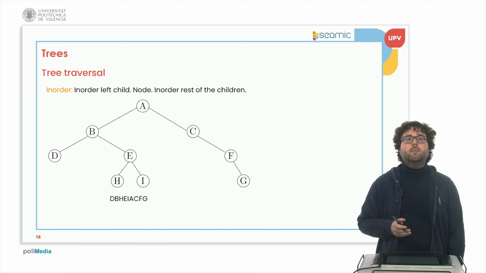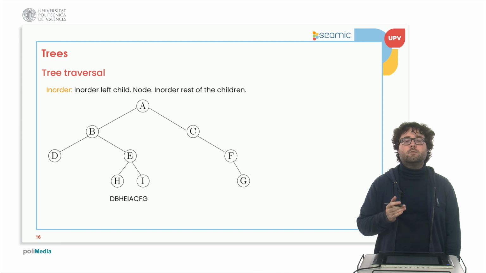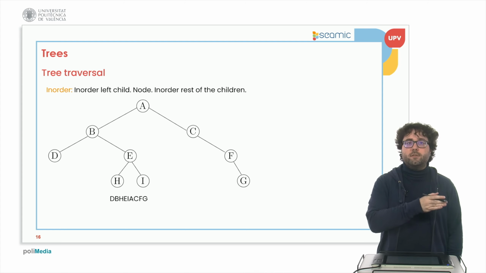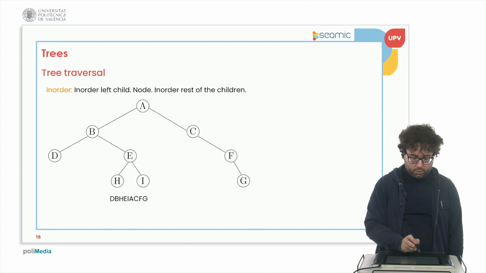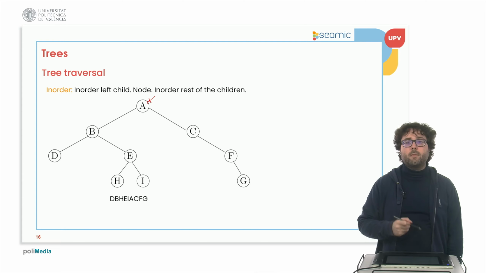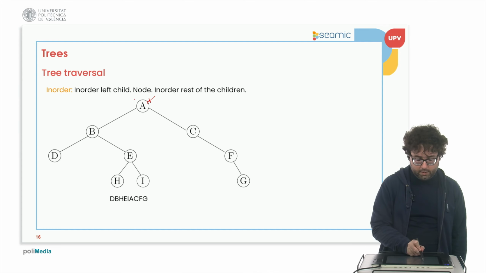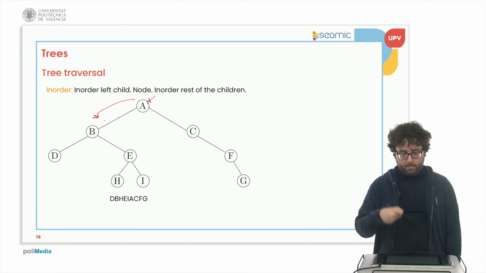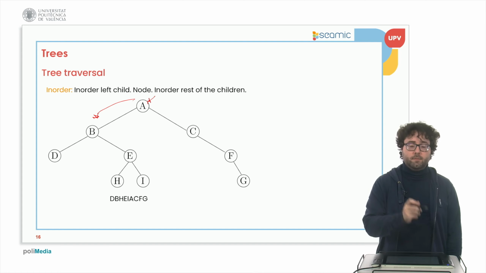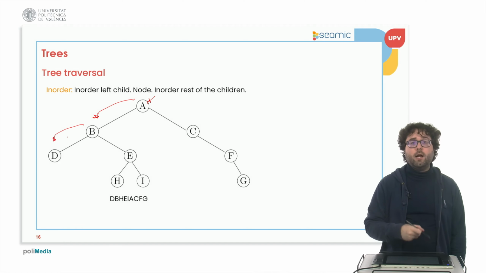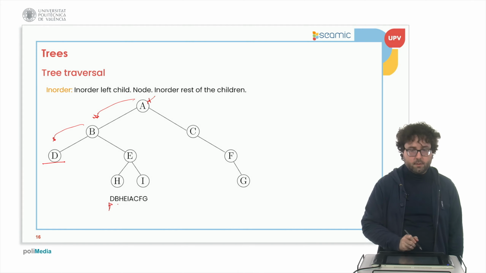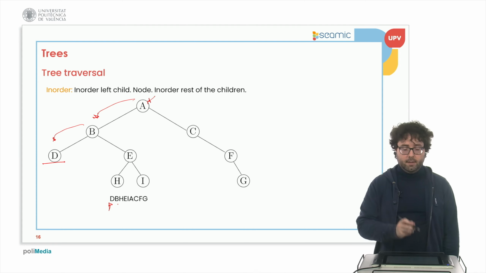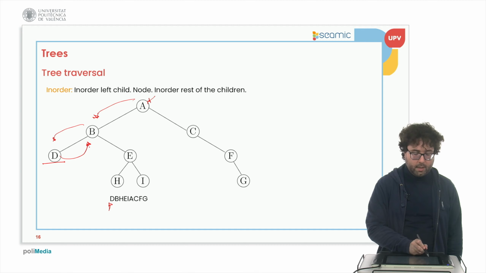The next algorithm is in order, and in this case we are going to visit first the left child, then the node, and then the rest of the children. So as always, we start with the root, recursive call to its leftmost child. Again, since it's not a leaf, make a new call. Now we have found a leaf, so we visit the leaf. That's why the result starts with D. And now we go back up.